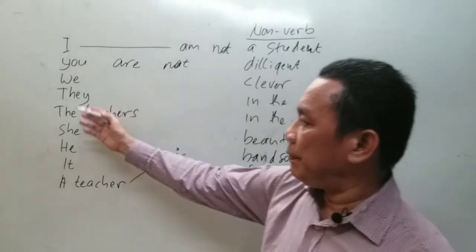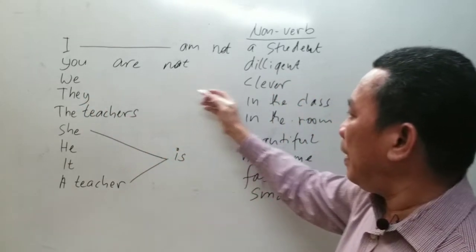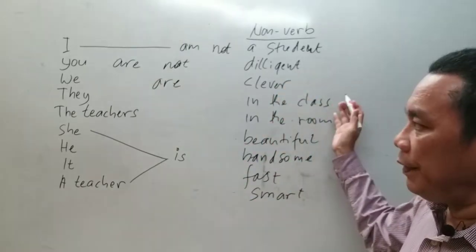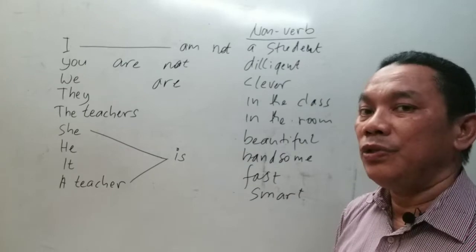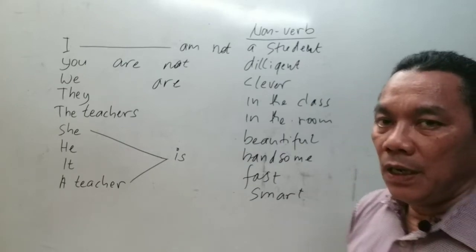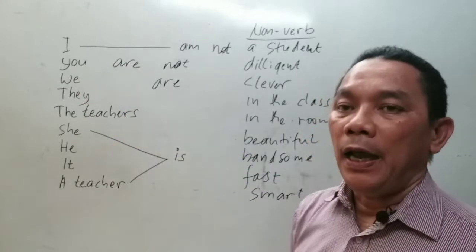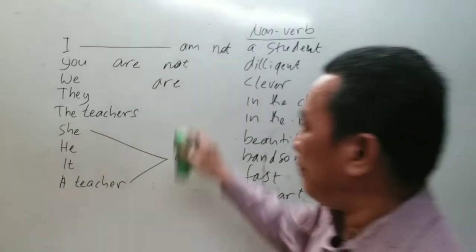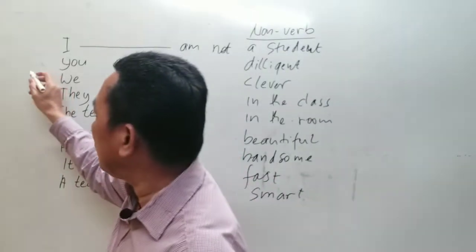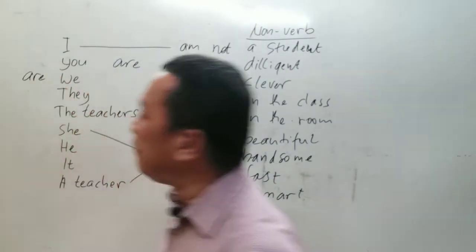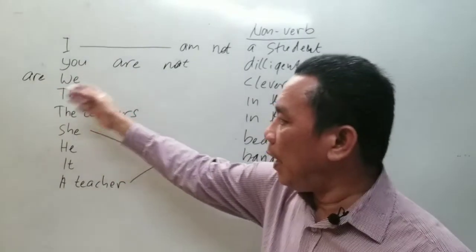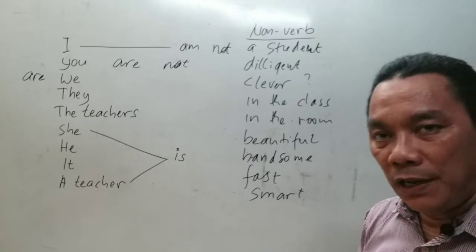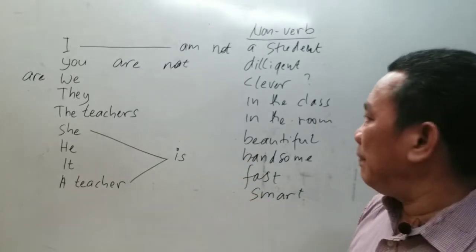Now, next example. We are clever, right? We are clever. And then I change the sentence into an interrogative sentence, for example. You just move the to be and put it before the subject. For example, we are clever. And then you move it to the front, before the subject. It will be, are we clever? Okay? Are we clever?